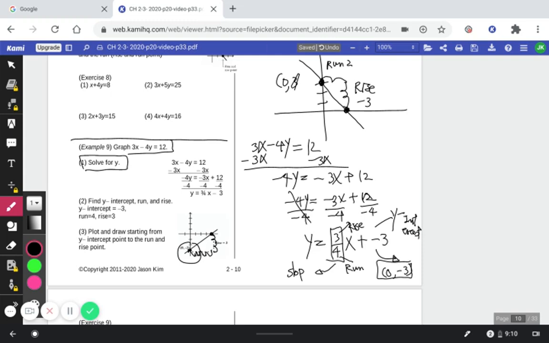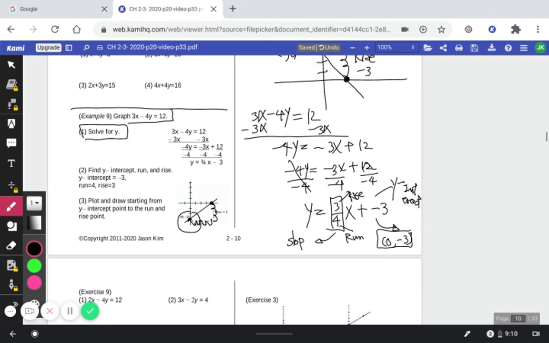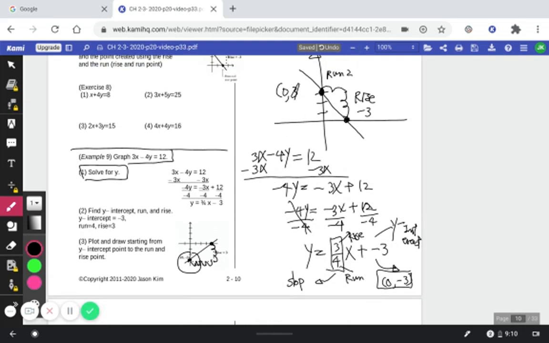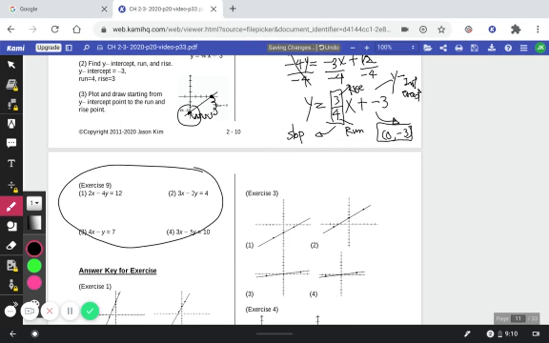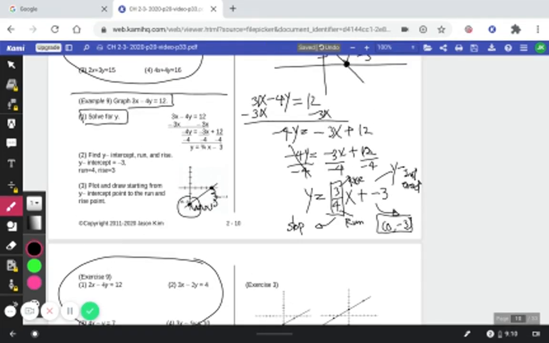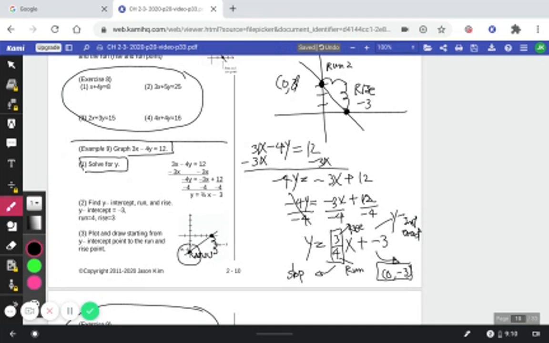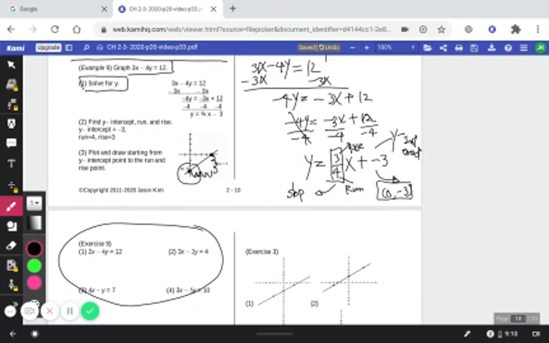Okay. So now you pause the video to do exercise 8, as well as exercise 9, and check your answer with the answer key at the bottom. Okay. So pause the video, and then do exercise 8, and do exercise 9, and check your answer with the answer key. And this is the end of this video.